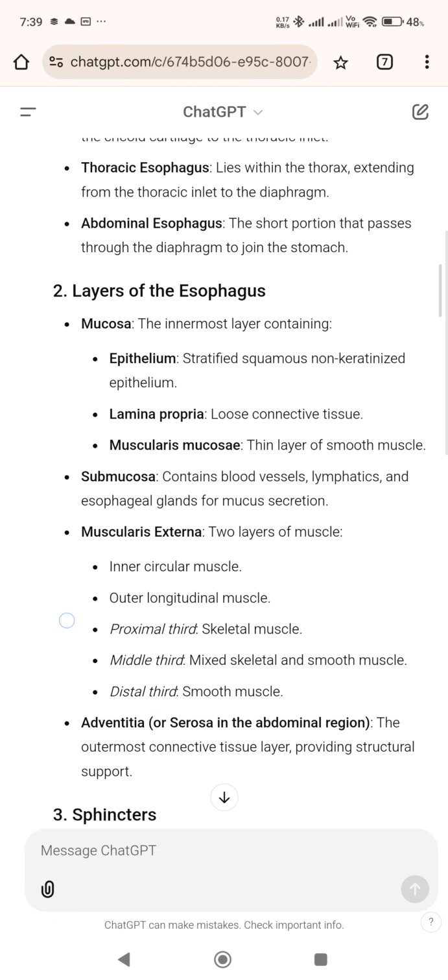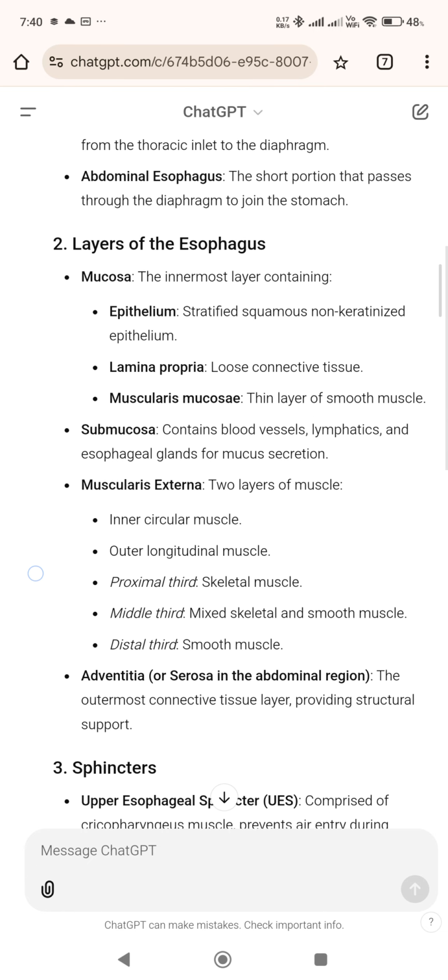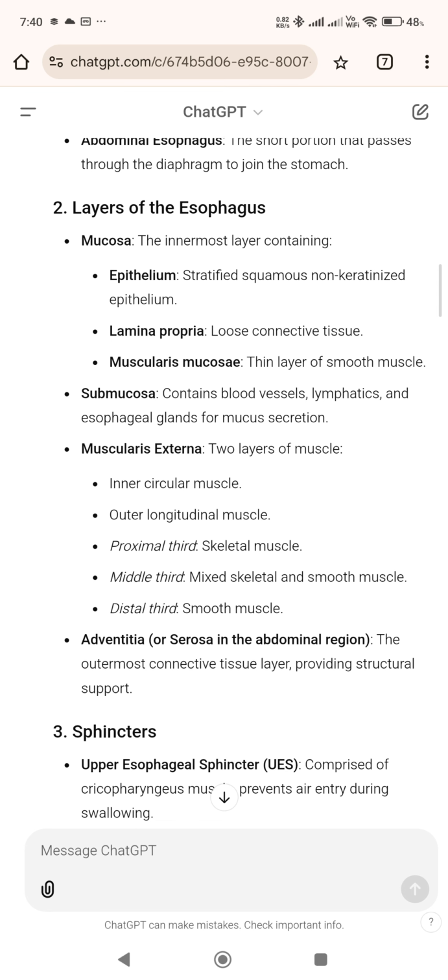Muscularis externa, 2 layers of muscle, inner circular muscle, outer longitudinal muscle. Proximal third, skeletal muscle, middle third, mixed skeletal and smooth muscle, distal third, smooth muscle. Adventitia, or serosa in the abdominal region, the outermost connective tissue layer providing structural support.